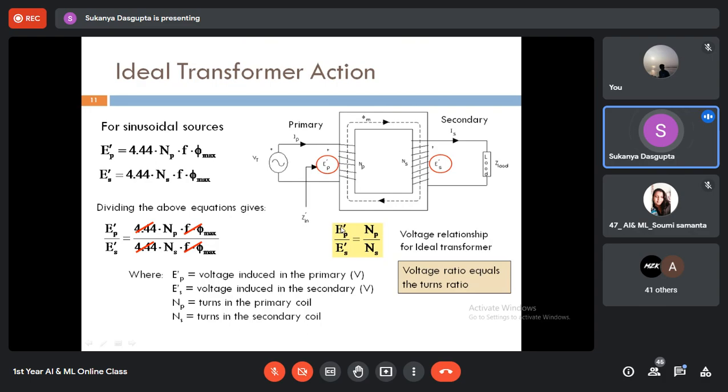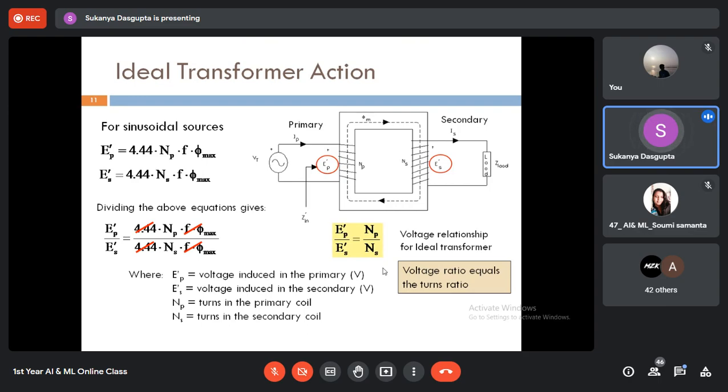So here, this is the relationship Ep by Es equals Np by Ns. This is the voltage relationship for an ideal transformer. An ideal transformer means a lossless, loss-free transformer, considering that there are no losses. In a transformer, losses can be of mainly two types, core loss and copper loss. Core loss is mainly generated inside the core, right? That can be of two types again, the eddy current loss and hysteresis loss.